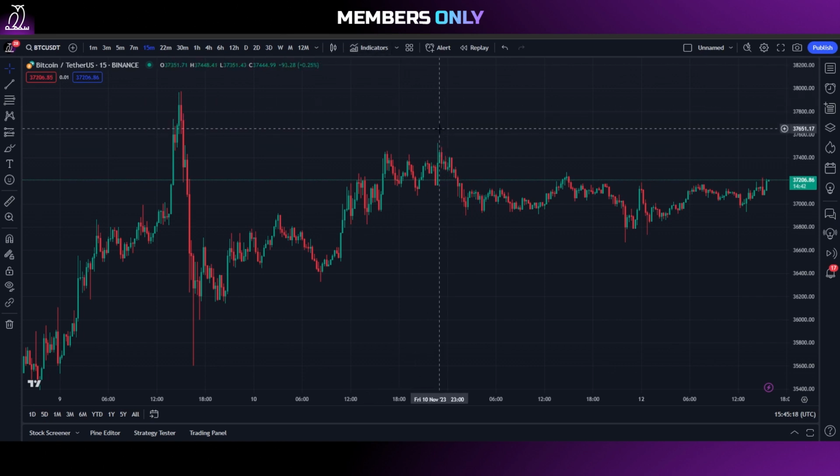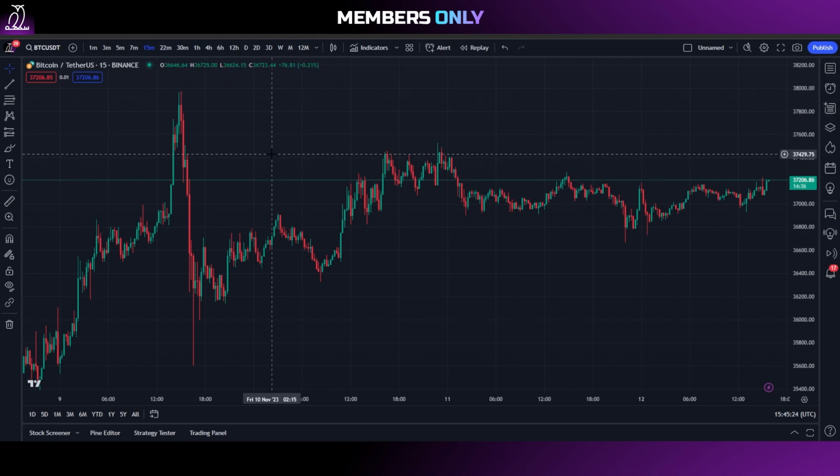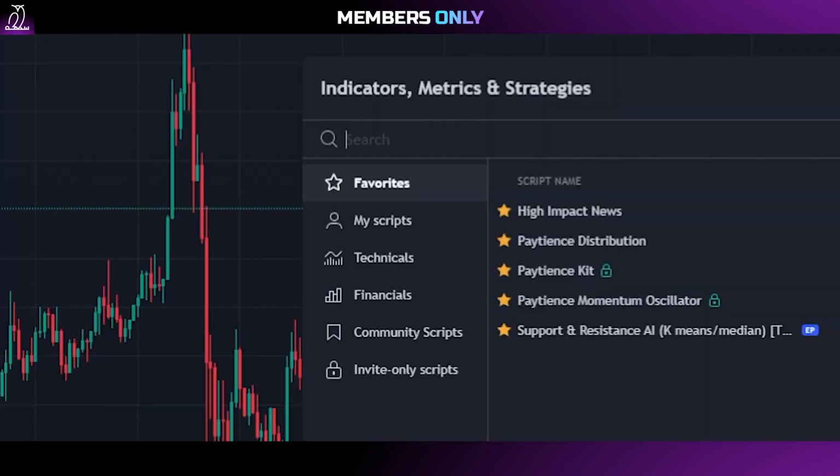By the way, your TradingView may not look like ours with the time frames up here and certain other things, but we do have a full tutorial on how to set up your TradingView in the best way possible to use these indicators. So we're going to click on indicators, and you're going to have your favorites tab, My Scripts, technicals, financials, community scripts, but we want to go to invite only scripts.